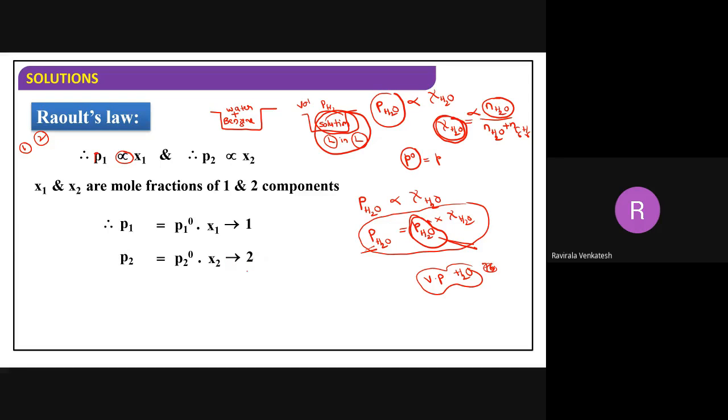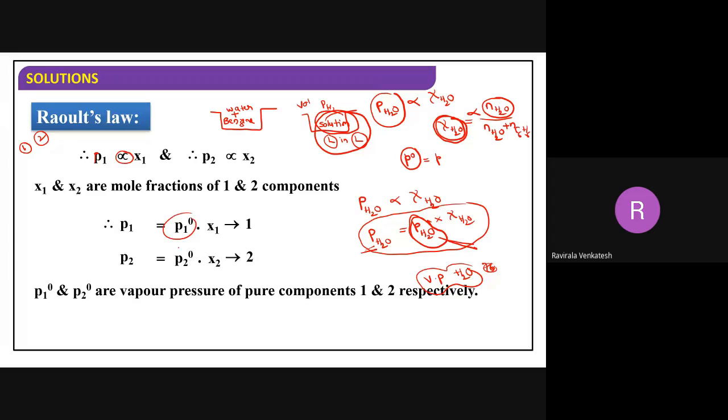Now according to that law, P total is equal to what? What is the formula, beta? P total is P1 plus P2, right? Where P1 naught and P2 naught are nothing but the vapor pressure of the pure components. Pure components means before adding. This is before adding, and this is after adding. What is the pressure after adding, and what is the pressure before adding?